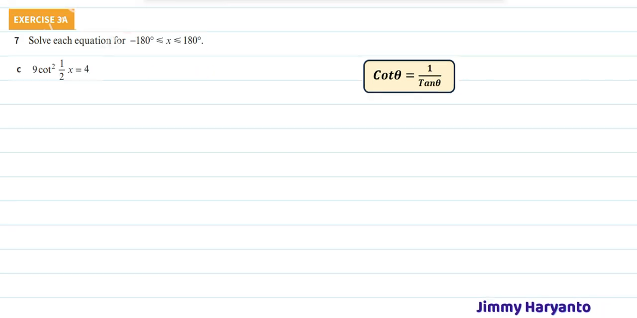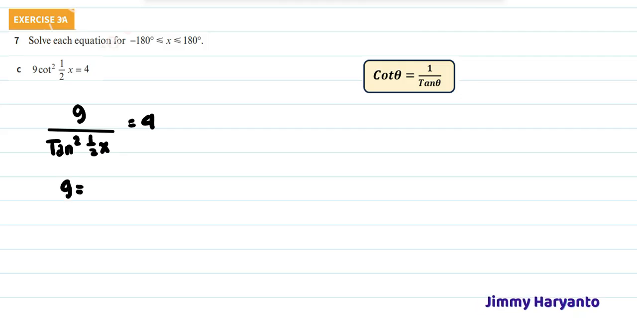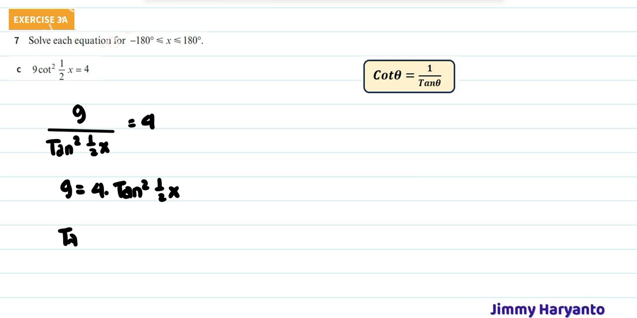And then the next one is question 7c, cotangent squared. I will change the cotangent squared into 1 over tangent squared. So we have 9 over tangent squared of half x equals 4. And then I will do cross multiplication. So 9 equals 4 times tangent squared of half x, and then I will move the 4. That means I will have tangent squared half x equals 9 out of 4.